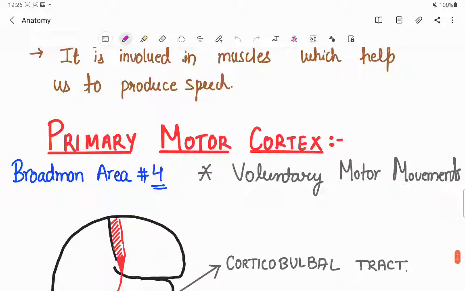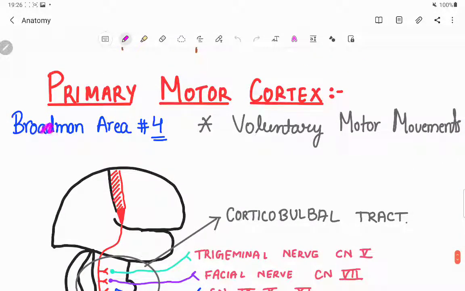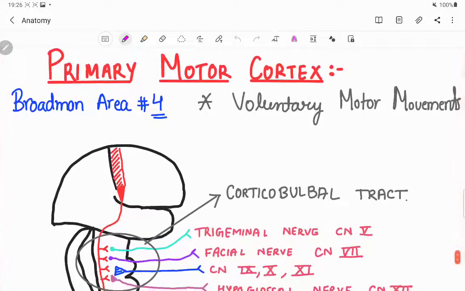So first of all, we have the primary motor cortex, which is located here, as we have already seen. The other name of primary motor cortex is this. You have to just remember that it is also called Brodmann's area 4. We have already seen that its major function is voluntary motor movements. So let us see how it controls.